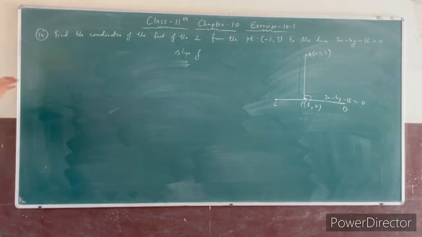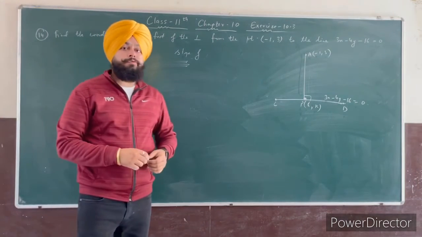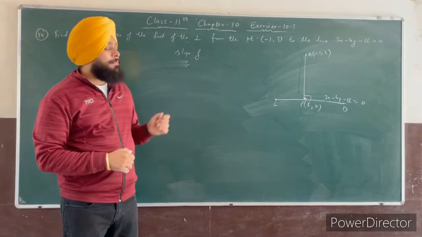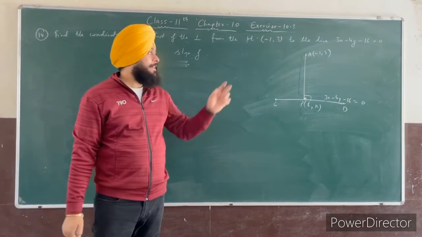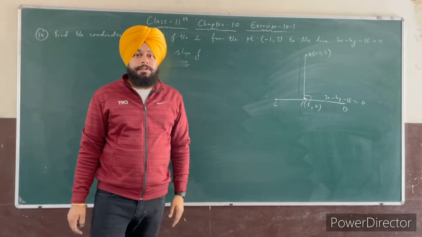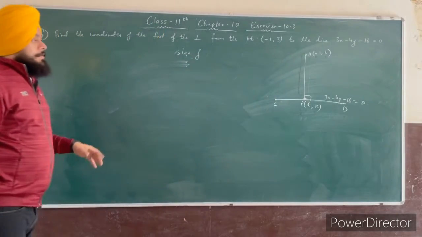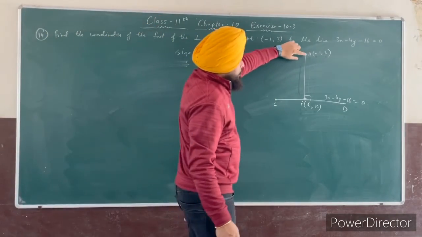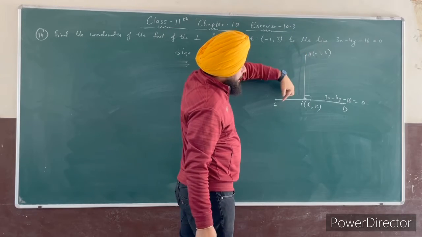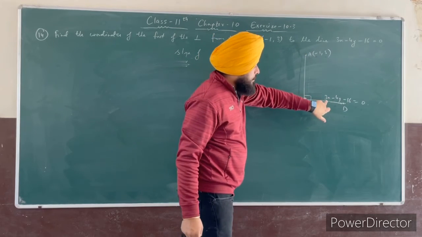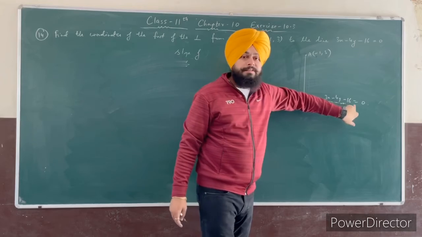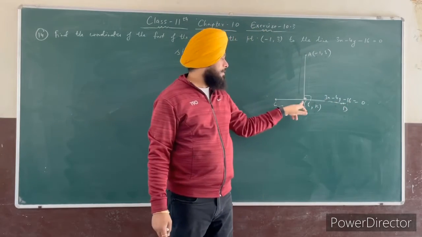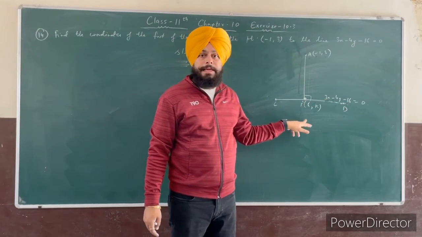This is your question number 14. Find the coordinates of the foot of the perpendicular from the point (-1, 3) to the line 3x minus 4y minus 16 is equal to 0. Alright, so a line segment from point A is perpendicular to line CD, whose equation is given as 3x minus 4y minus 16 is equal to 0. We have to find the foot of this perpendicular, point P (h, k).